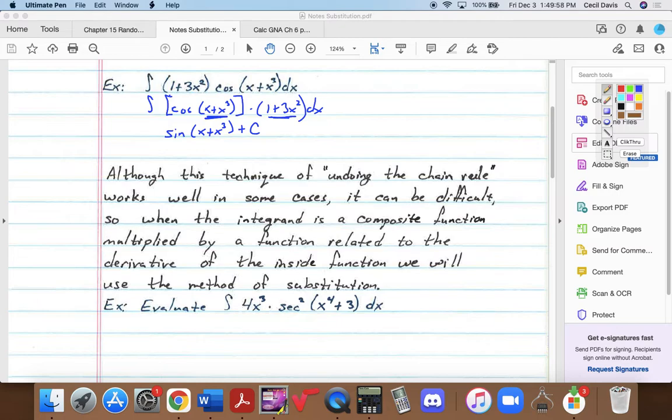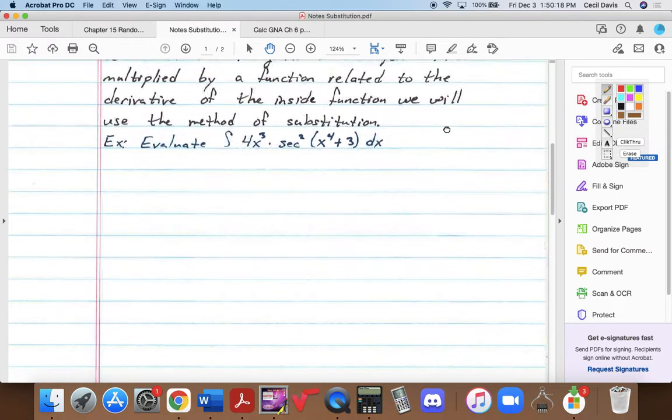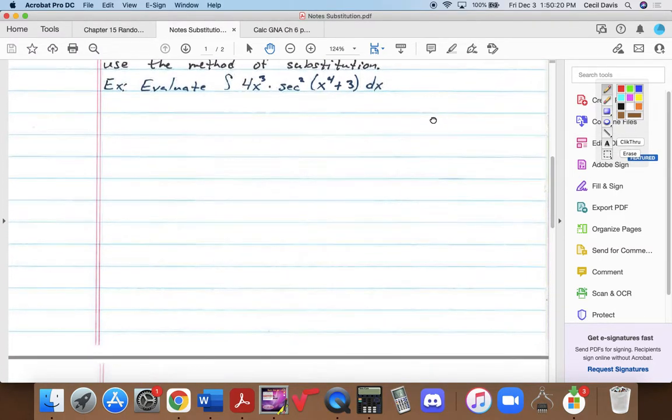So when it is, sometimes the function that we have outside is not exactly the derivative, but somehow we can make it a multiple of the derivative. Well, if we can do that, we can kind of do the same thing. Now, on this next problem, could you just undo the chain rule on this? Absolutely. I fully understand that you could do this by undoing the chain rule.